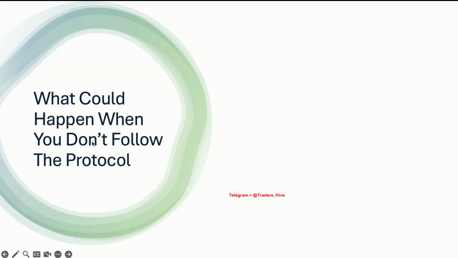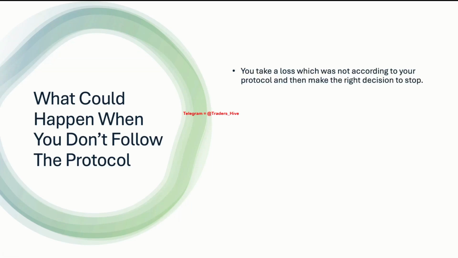What could happen when you don't follow the protocol and you get into drawdown? You take a loss which was not according to your protocol and you then make the right decision to stop. This is the perfect thing that you need to do. The moment you recognize that you just took a trade that was not according to your rules, you need to say, I'm going to stop. I'm not going to try and do more. I'm not going to try and risk more. No, I'm going to stop, because there's a reason why I put on that trade in the first place that was not according to my rules.